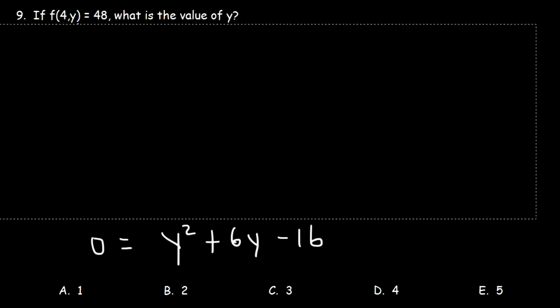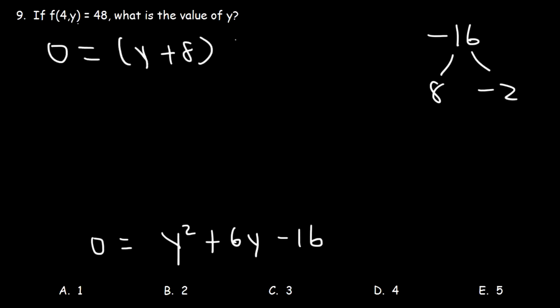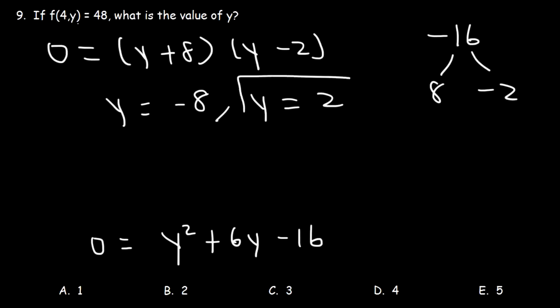What two numbers multiply to negative 16 but add to positive 6? So this is 8 and negative 2. So this is going to be y plus 8 and y minus 2. So therefore y is equal to negative 8 and it's equal to 2. 2 is the answer because that's the one that's listed. So B is the right answer.